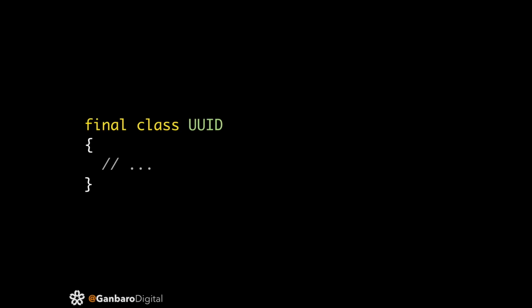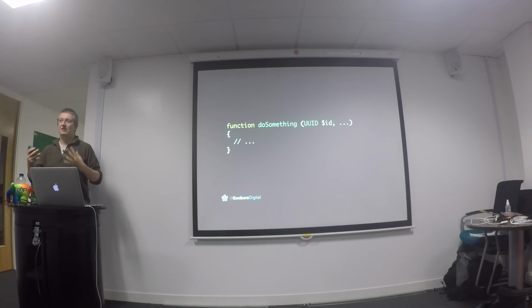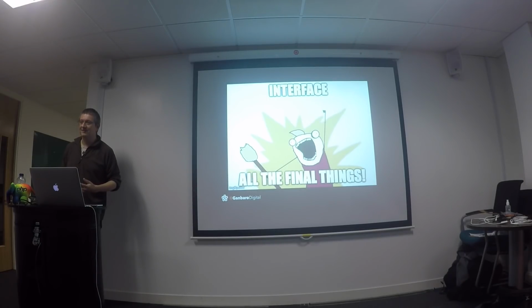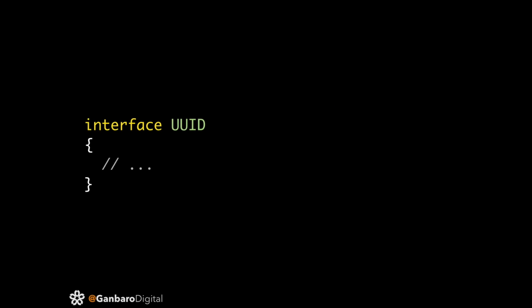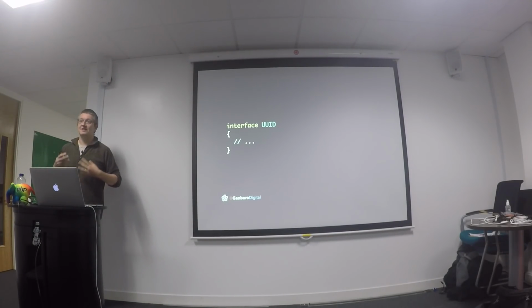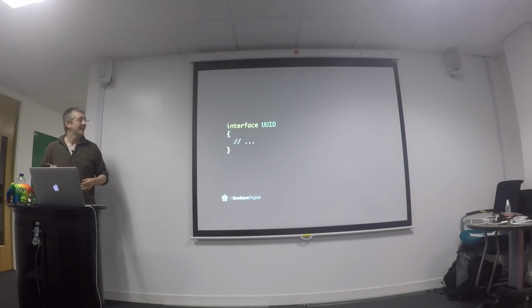So we had our final class, and this was the problem, because I wanted to use it as a type hint, but it was too locked down. I couldn't create my comb GUIDs. But if we apply our principle of interface all the final things, here's what we can get instead. Now I think a UUID is an interface. It's a concept. There are multiple types of UUIDs, multiple variants, some of which are in the official standards and some, like comb GUIDs, have risen out of a practical need to address performance issues. So I think a UUID, in this particular instance, works better as an interface rather than as a class that implements an interface.